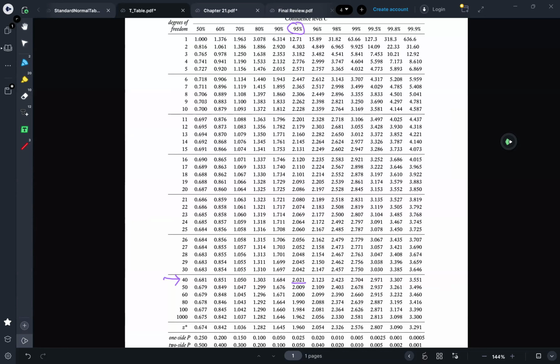No, still go to 40. You notice though the difference between 40 and 50 is very, very small, but it's still erring on the side of caution if you take the larger t. Take the 40, round down.